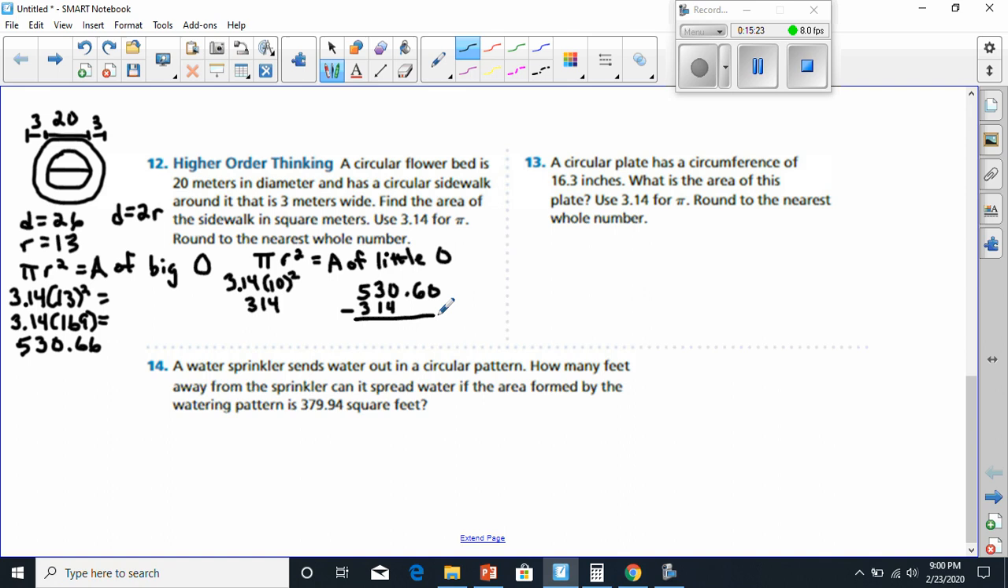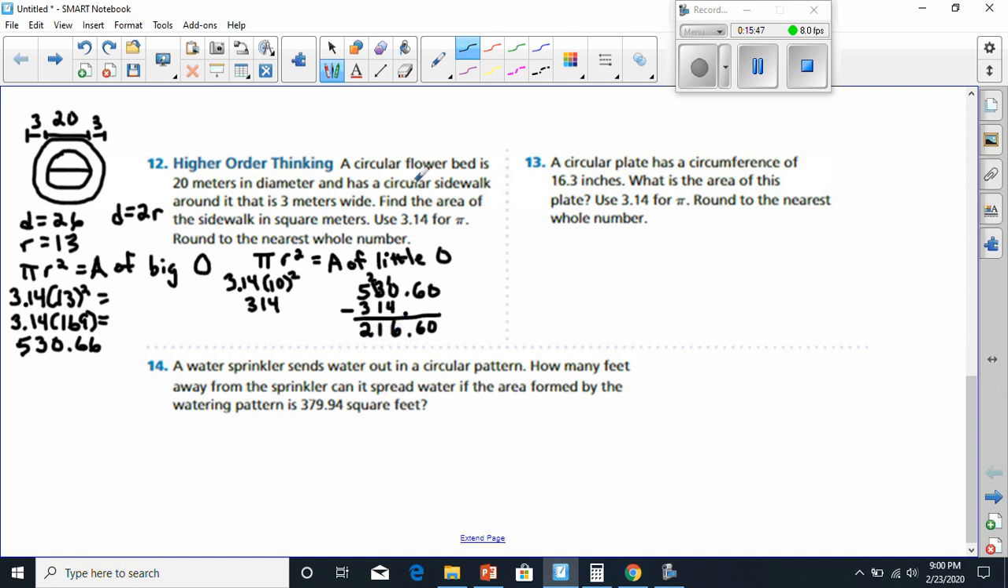And that will give me just the area of the sidewalk. Well, I know that 0.66 is going to be part of it. I've got to borrow one, so it's going to become a 6. I borrowed it from this 3, which became a 2. So that's 2 minus 1, which is 1. And 5 minus 3 is 2. So my answer is 216.66.